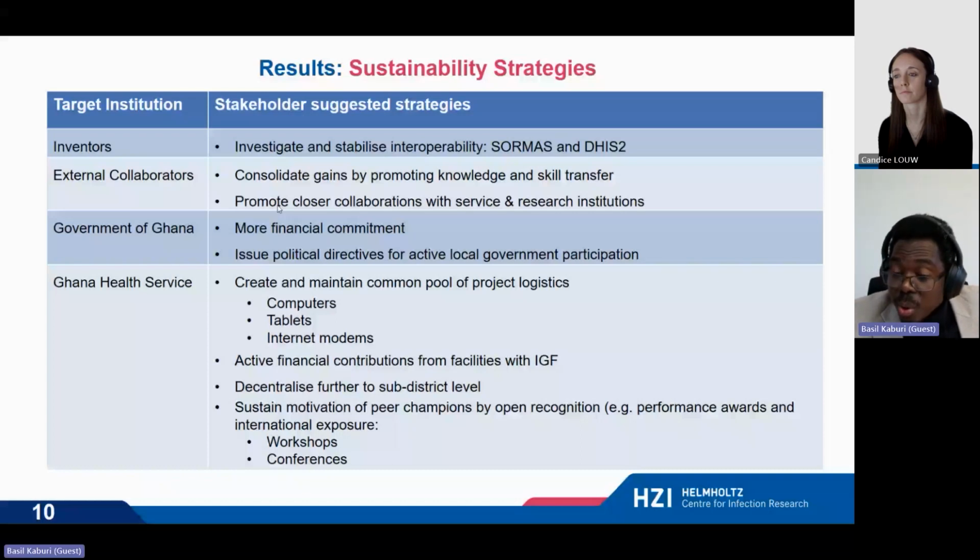And they're asking for more. Even though it's decentralized to all districts in the country, they want it further down to the sub-district level, so that they minimize the workload that has to come up from the sub-districts for those at the district level to enter. And to also sustain the motivation of the peer champions in the implementation, they want to be recognized in award ceremonies, and they want to participate in workshops and conferences where they can also exchange with other colleagues from other countries. So those were the suggestions.